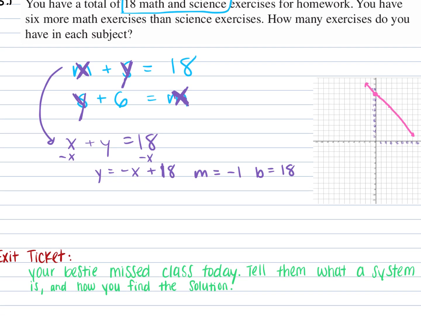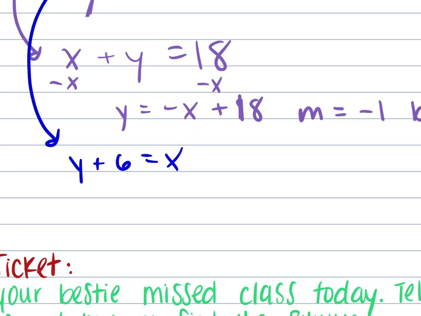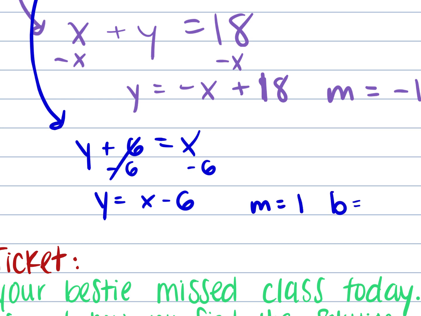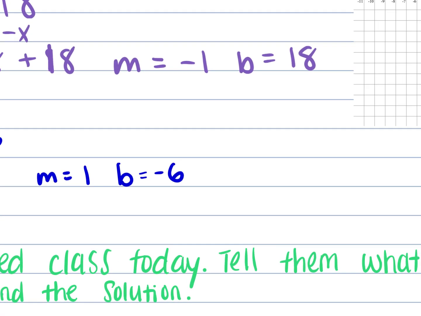Let's do the same thing with the second. So I have y plus 6 is equal to x. How can I put this in slope-intercept form? We need it to be y equals mx plus b, so I got to move that 6 to the other side. So now I have y equals x minus 6. What's my slope? 1. And what's my y-intercept? Negative 6.